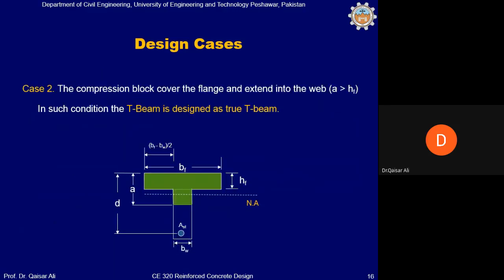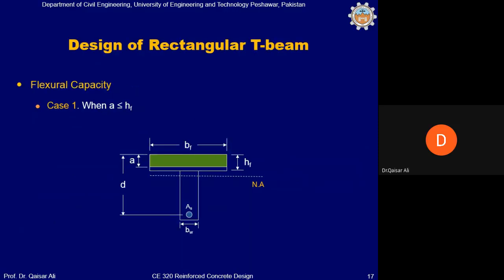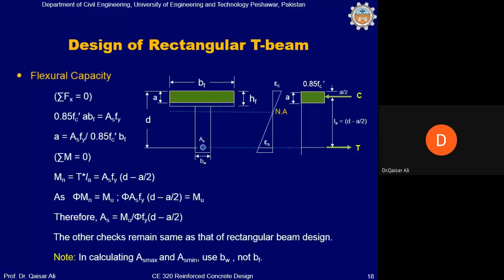This is situation number 2. If small a extends into the web, then the shape of the compression block will also be T. This will be called design of a true T beam. The first case is very simple. You will assume small a equal to slab thickness, hf, and then do the trials. If a comes out to be less than hf, then continue the trial, find As, and compare with As max and As minimum. We have seen this in the two examples.